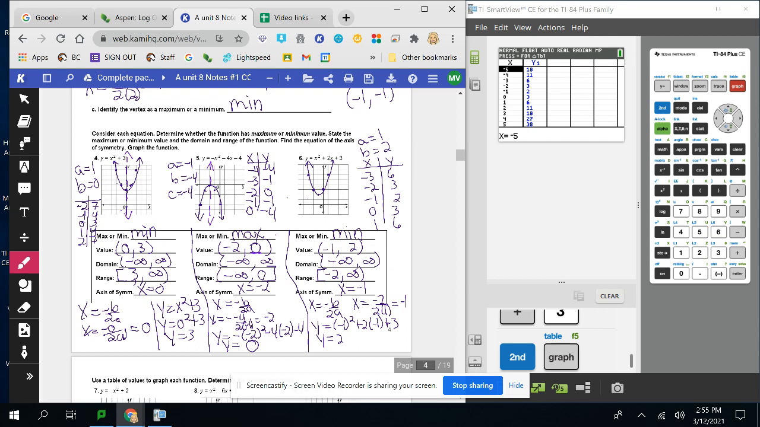Number 6, likewise, a is positive. It's 1, so it's a minimum. I found my axis of symmetry by doing -b over 2a. So it's -2 over 2 times 1, which is -1, which if I graph x equals -1, which is my axis of symmetry, that is the line I could fold that parabola on. I substituted that into y to find my vertex, which is -1, -2. My domain is -infinity to infinity, and the range is -2 to infinity.